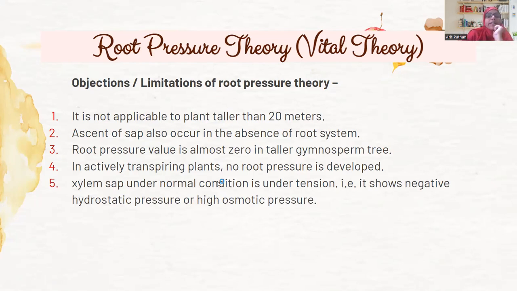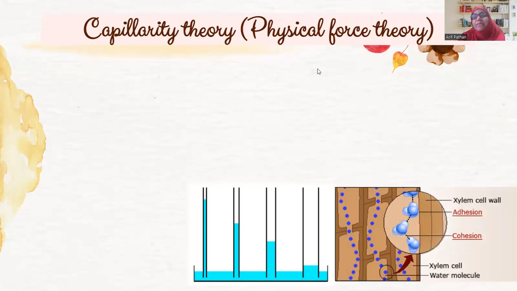So all these points are objections: you said Jay Priestley tried to explain the translocation of water because of the existence of root pressure, but these are objections or limitations that this theory does not explain. We have another theory. Maybe some of these questions might be answered through this theory.